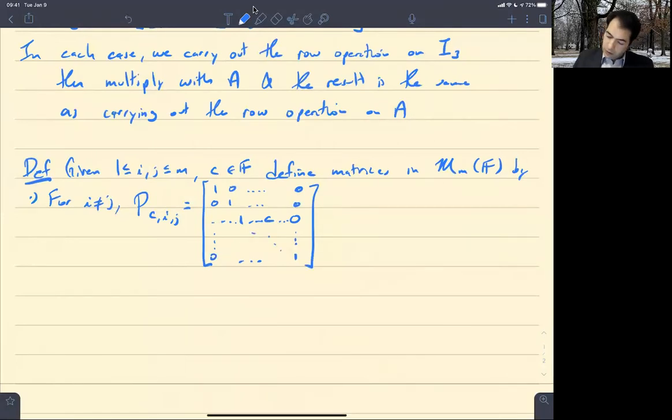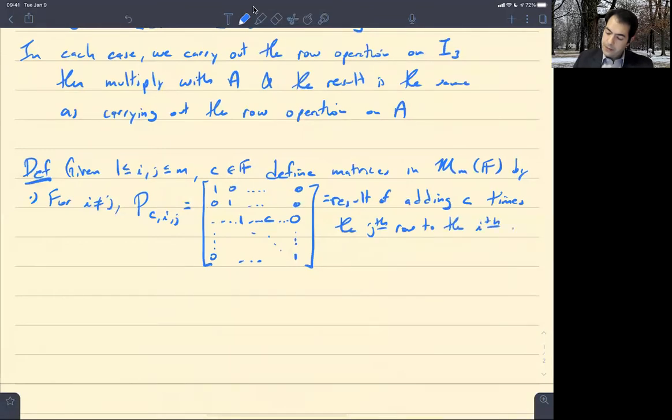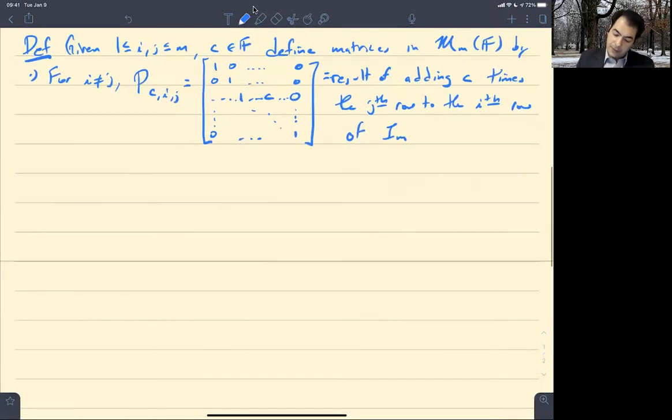So let's write this out. This is the result of adding C times the jth row to the ith row of the identity of size m by m, for C not equal to 0. Call it P_{C,ij}. So this one's easier to write.